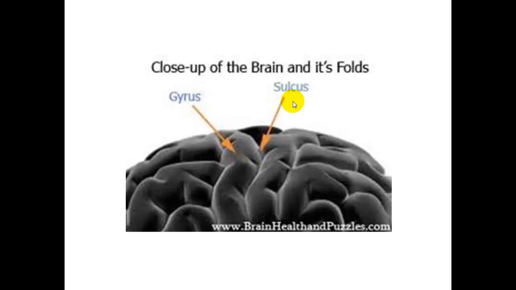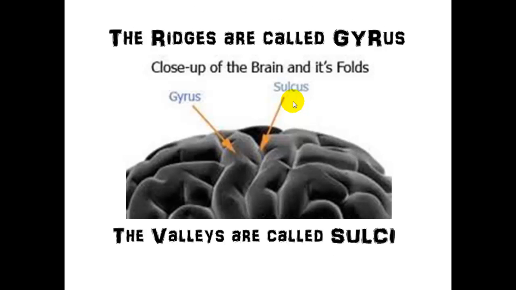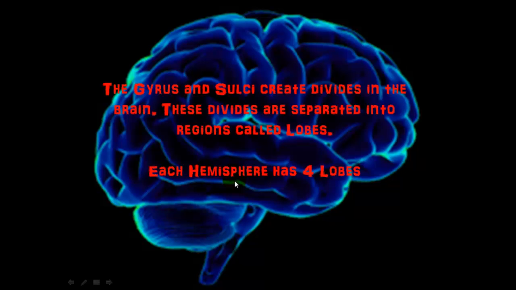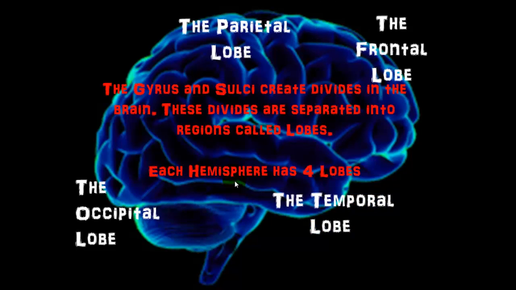So these folds and wrinkles are called sulci and gyrus. The sulci are the valleys down below, and the gyrus are the ridges up top. These help create division between four different lobes that are on each hemisphere. And the four different lobes are called the frontal lobe, the occipital lobe, the parietal lobe, and the temporal lobe.